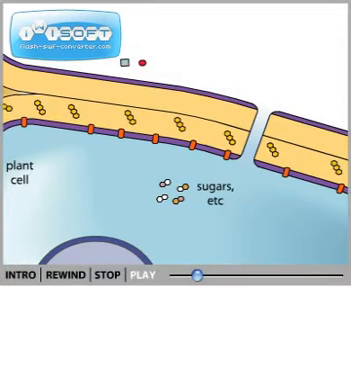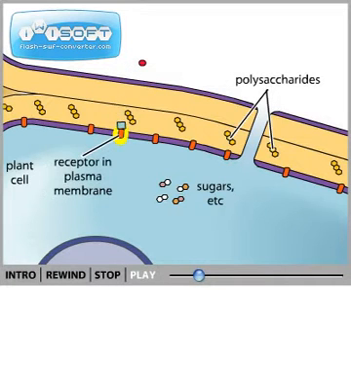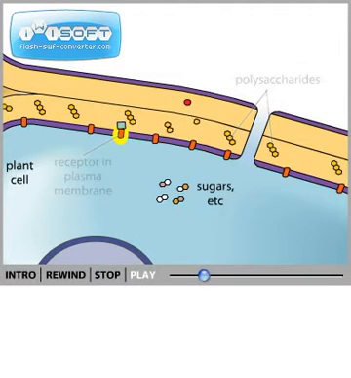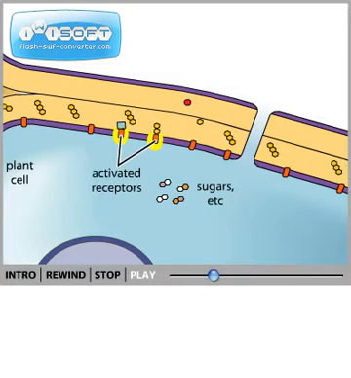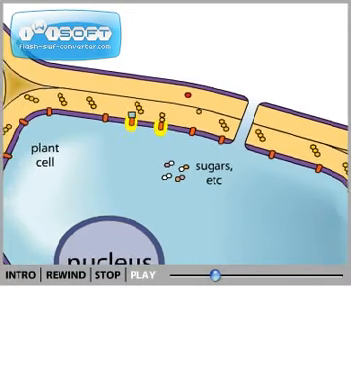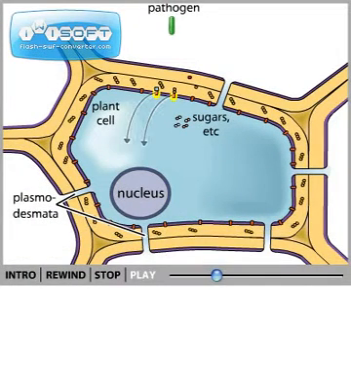Some pathogen molecules, for example, bind directly to plant receptors in the plasma membrane. Others, such as enzymes, break down molecules within the plant cell wall, and then these broken down products bind to plant receptors. When molecules bind to the plant receptors, these receptors become activated and trigger a cascade of reactions. These reactions lead to the production of second messengers, molecules that migrate through the cell and induce it to respond.